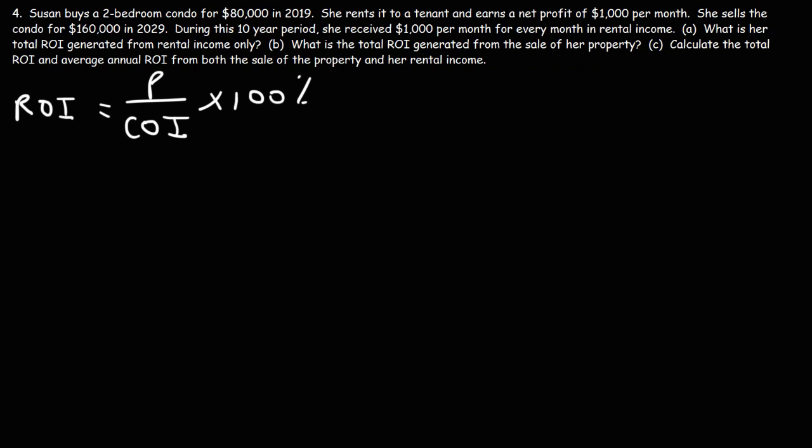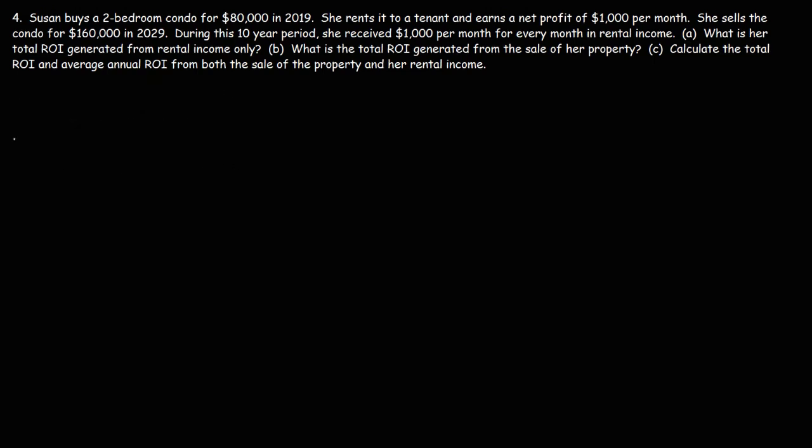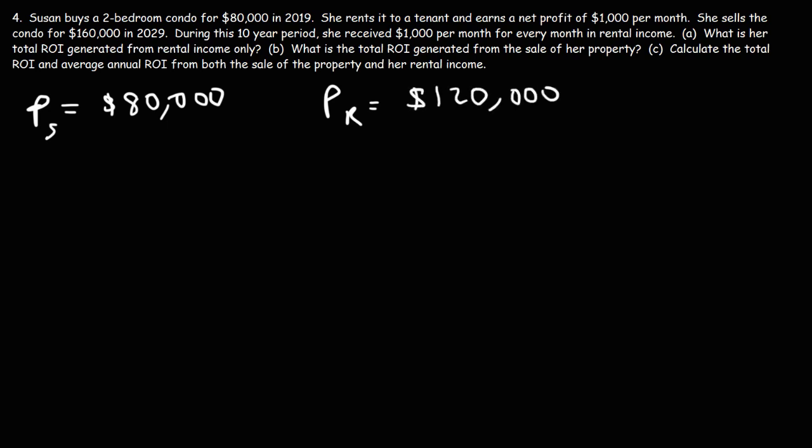Now let's move on to part C. Calculate the total ROI and average annual ROI from both the sale of the property and her rental income. So when she sold her property, her profit was 160,000 minus 80,000. So the net profit was 80,000 from the sale of the property. And the profit that she received in rental income for the 10-year period, we calculated this already. It was 1,000 per month times 12 months times 10 years. So she received a total of 120,000 from renting a property over a 10-year period. So the total profit is 80,000 plus 120,000, which is 200,000.